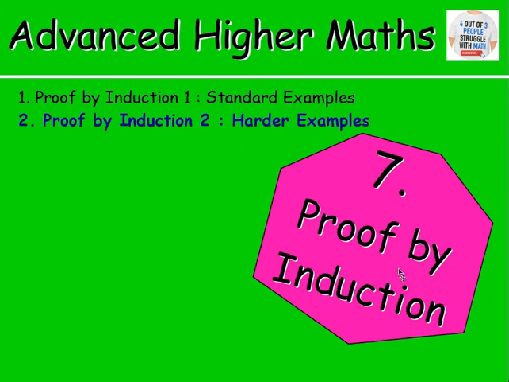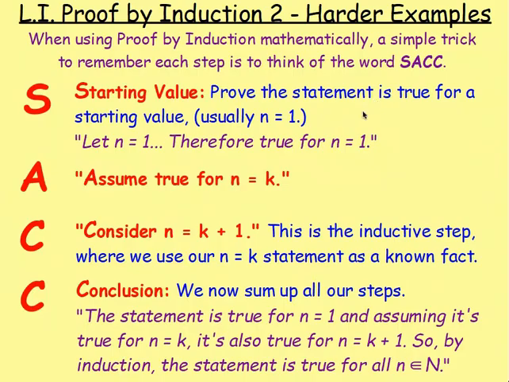So when working through proof by induction, a very quick recap. What is that word that I like to use? SACC. Perfect. If you think about the word SACC, S-A-C-C, it helps you remember the order that you need to work through these questions. S is your starting value. You always want to prove that the statement is true for a starting value. A lot of the time that will be n equals 1. A is for assume. You want to assume that it's true for n equals k, and if it is, you want to then consider n equals k plus 1 and try and prove that. You then want to write your conclusion, which will follow all the steps that you just did.